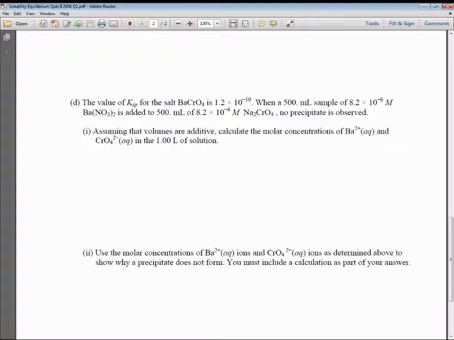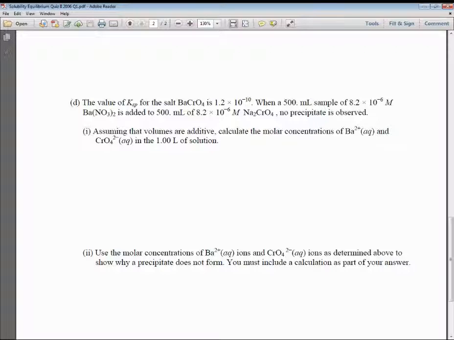Now I have my values to plug into Q. It says using the molar concentrations of barium and chromate that you just found, show why a precipitate does not form. Did they call it Q? They did not, and they won't ever call it Q. It says you must include a calculation as part of your answer. So I'm going to do it up here. You say Q is equal to barium times chromate, so that you'll see what I'm plugging in: 4.1 times 10 to the minus 6 times 4.1 times 10 to the minus 6.